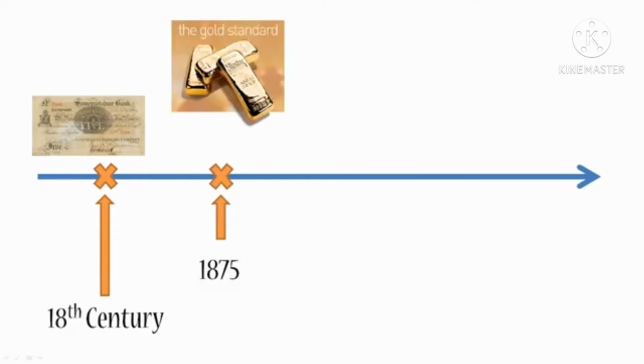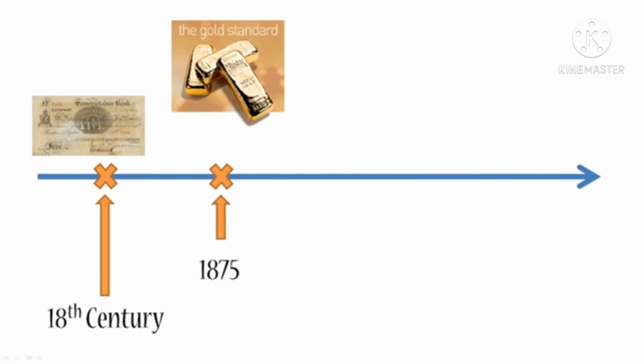The gold standard was agreed upon in 1875, and basically what it meant was that currencies became backed by the gold reserves of their countries. In essence, that means governments guaranteed conversion of currency into a specific amount of gold and vice versa. Let's look at an example.